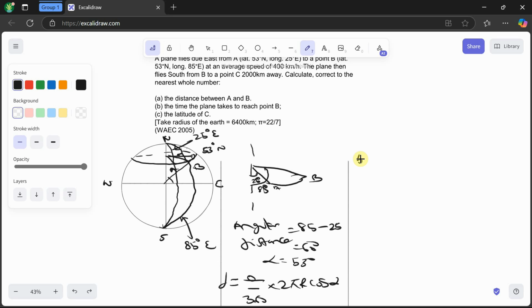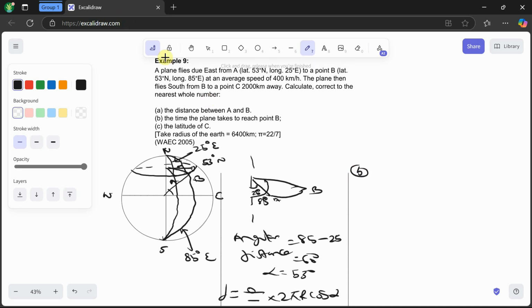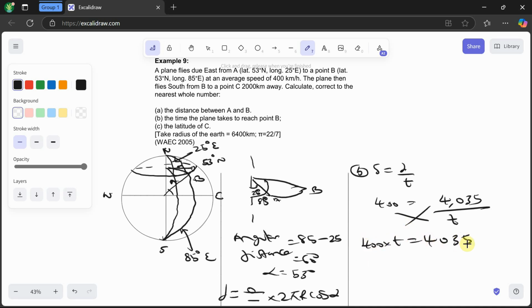For part B, we should find the time, and we're told that the plane had a speed of 400 km per hour. We know that speed is equal to distance over time, right? We're given the speed to be 400, and the distance is 4,035, all over the time. If I cross multiply, that will be 400 times t is equal to 4,035. Dividing by 400, my t would be approximately 10 hours. Great.